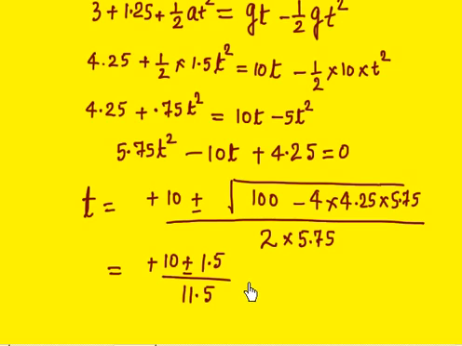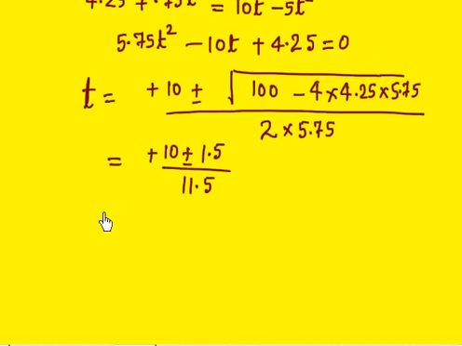Now if you take the two solutions, one solution is t equals 1 second, and the other solution is t equals 8.5 divided by 11.5, which is less than 1 second.